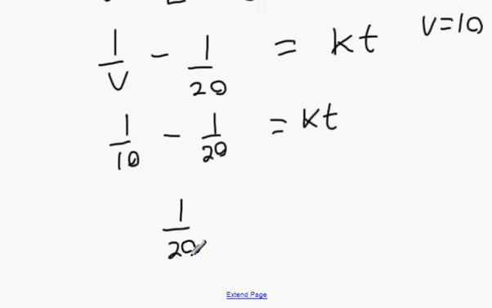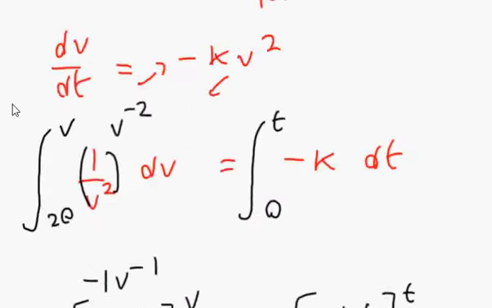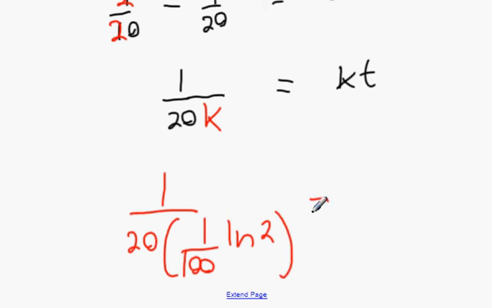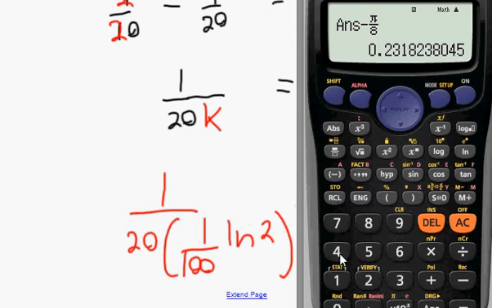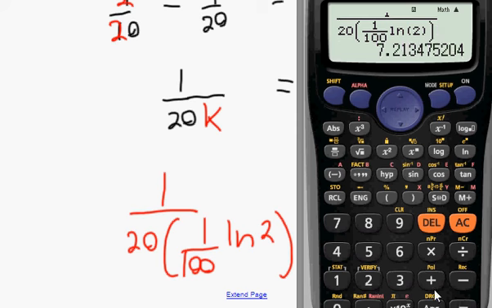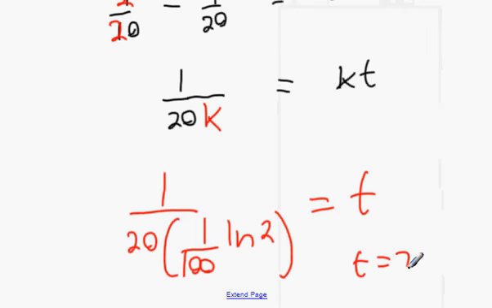That should be 1/20th, because 1/10 is 2/20ths. What we're going to get here is 1/20th, so it's 1 over 20k. Replacing what k is, k is 1 over 100 ln 2. So it's 1 over 20 times 1 over 100 ln 2. Put all of that directly into the calculator and tell me what you get for the time. 1 over 20, brackets 1 over 100 ln 2, and we get 7.21 seconds, which is correct, 7.2 seconds.